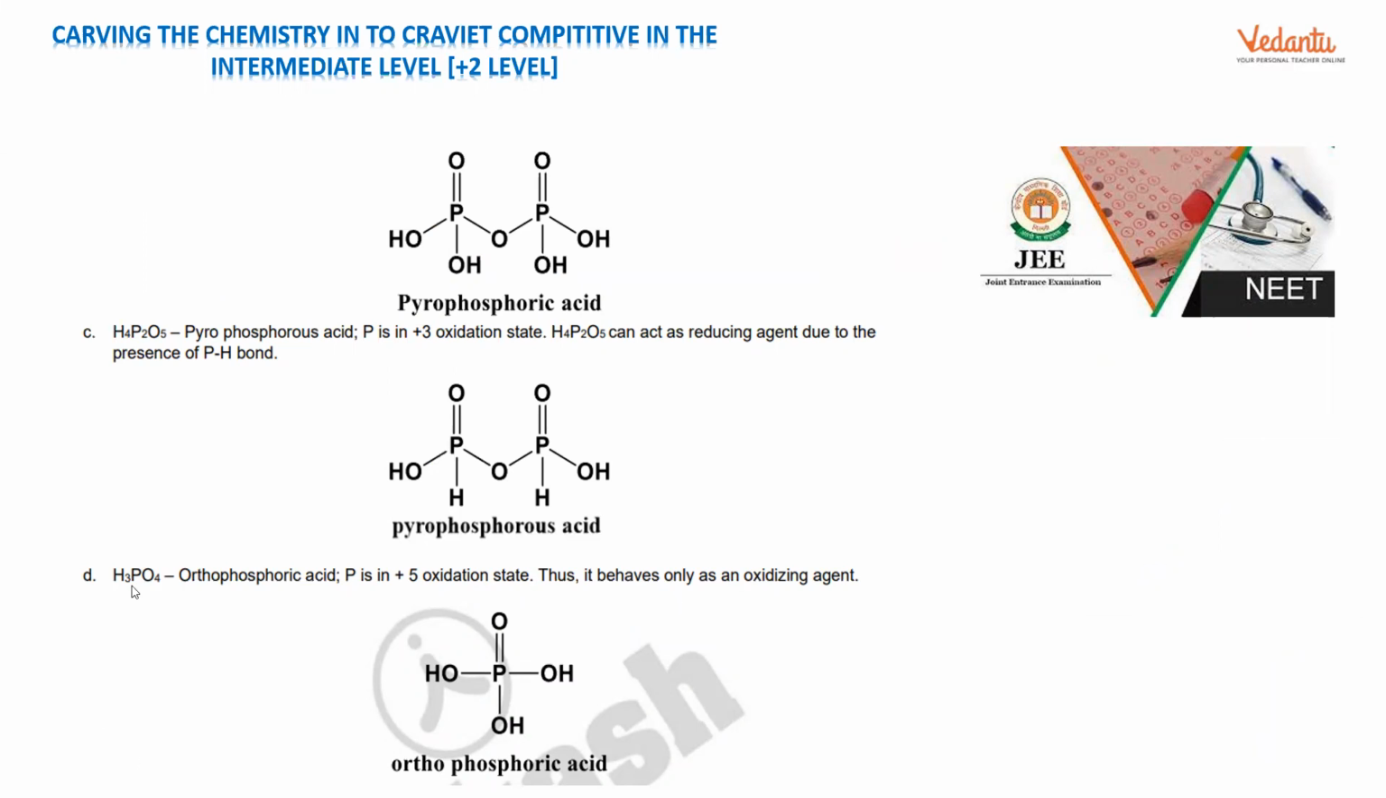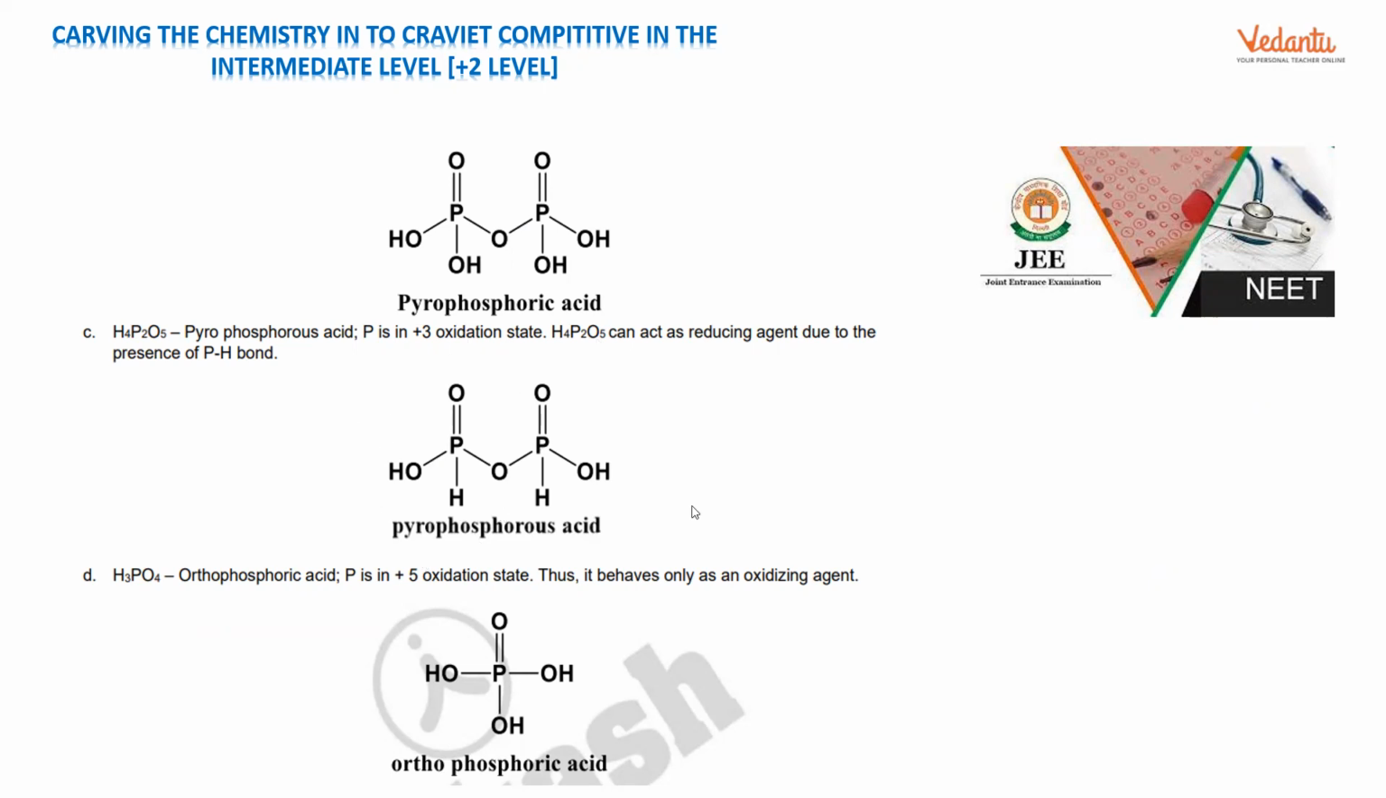Whatever other options are given, let's see them. H3PO4 is called orthophosphoric acid, where the double bonded O is -2, and 3 OH groups give -1 each. The total is -5 charge for oxygen, so the central phosphorus is in the +5 oxidation state. Again, it is the highest oxidation state for phosphorus.